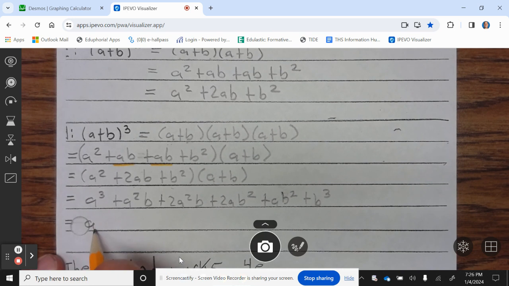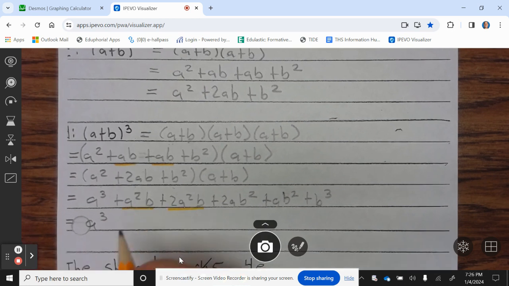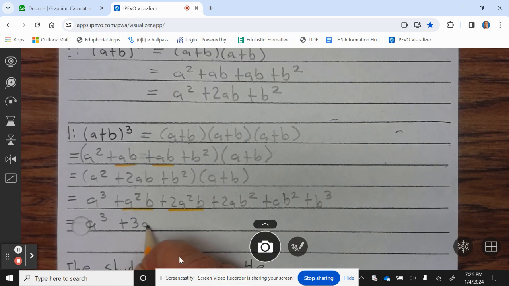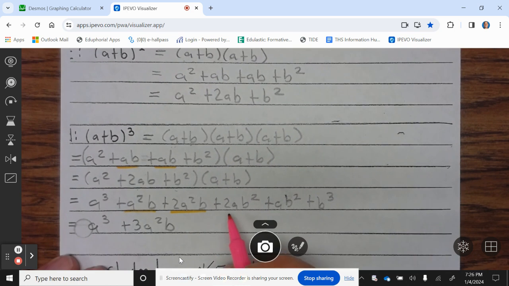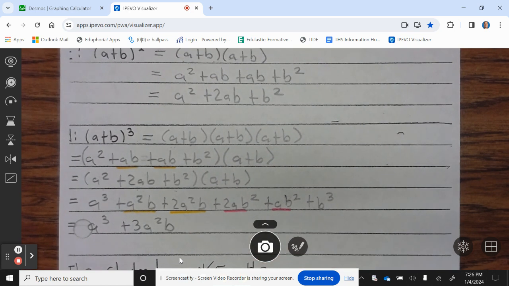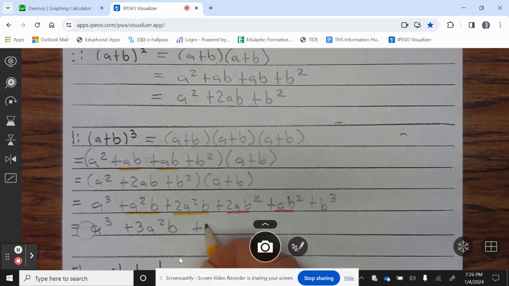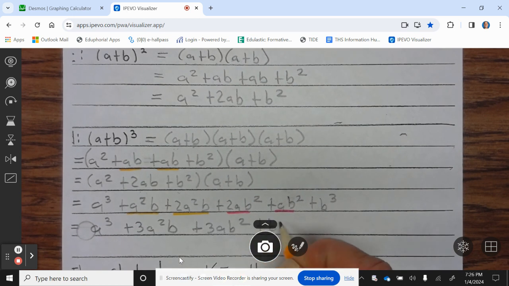So we have a cubed. Let's see if we have any combined terms. That becomes plus 3a squared b and then plus 3ab squared plus b cubed.